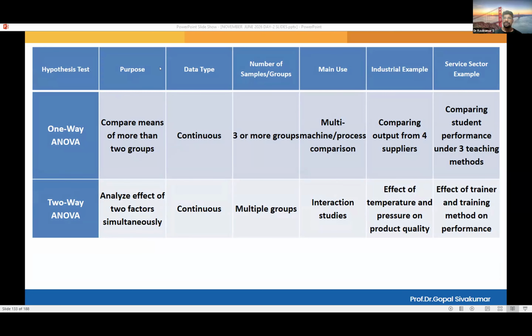Okay, this is how you are going to use hypothesis testing, to confirm whether the cause you assumed is actually a root cause or not.